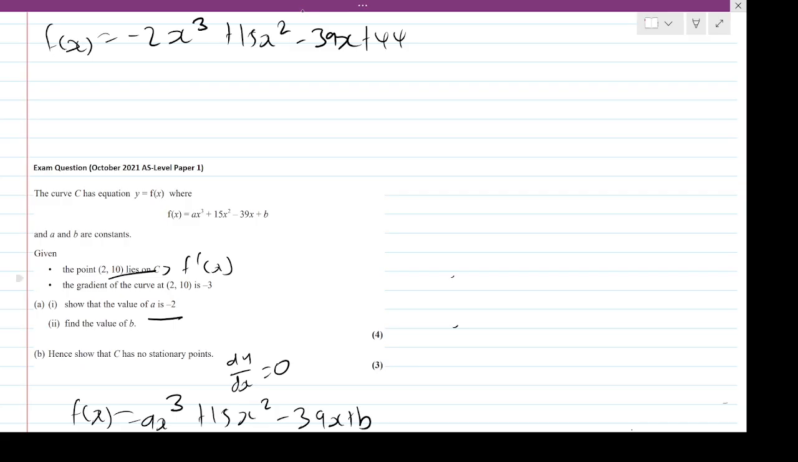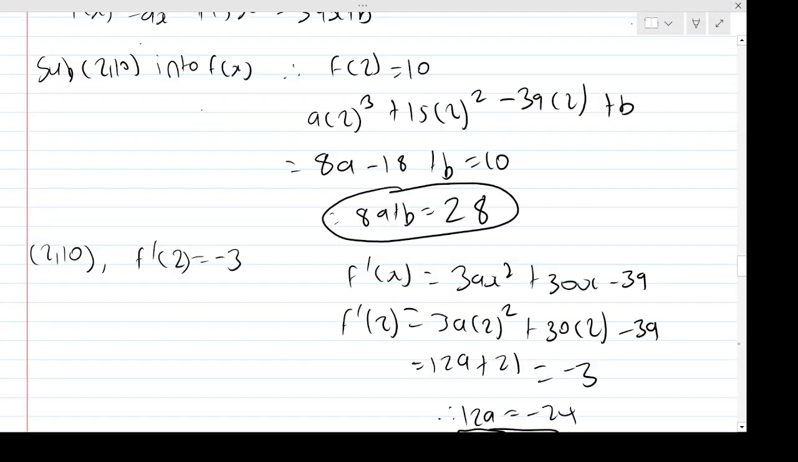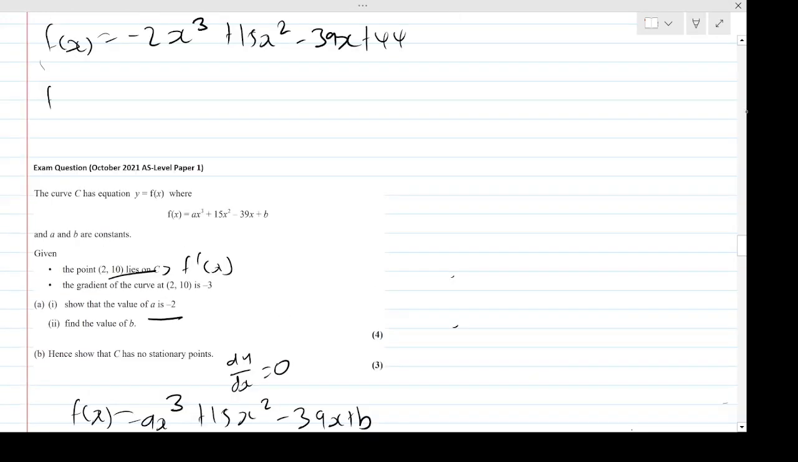Now, I need to show there's no stationary points, so I need to consider the derivative, right? Actually, we did the derivative, actually. I'll do it again though. So f dash of x, if I differentiate this now very quickly, that'd be -6x squared, add 30x minus 39. So then if it has no stationary points, well, let's consider what happens when this is set to 0.